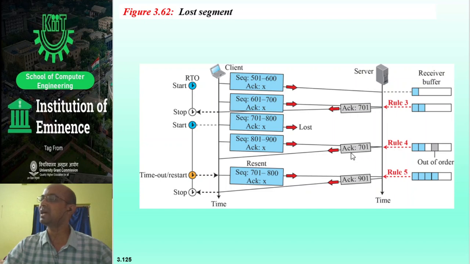So once you ask for 701, it will keep 801, and once you send the 701 after your timeout or after receiving an acknowledgement, and you receive 701, it will ask for the next one, because already this packet is there in the buffer. So it will not send 801, it will send 901. That means up to 900 packets have been received. That is the logic. This is another rule for acknowledgement.